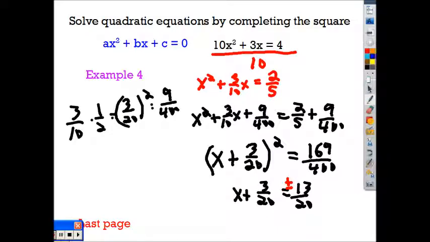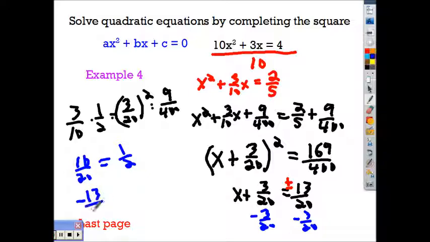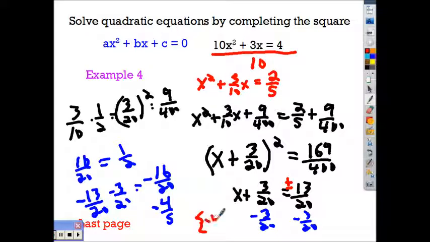Now we'll just subtract 3/20 from both sides. So first off, 13/20 positive minus 3/20 would be 10/20, also known as 1/2. And then negative 13/20 minus 3/20 equals negative 16/20, also known as negative 4/5. Therefore, my two solutions are negative 4/5 and 1/2.